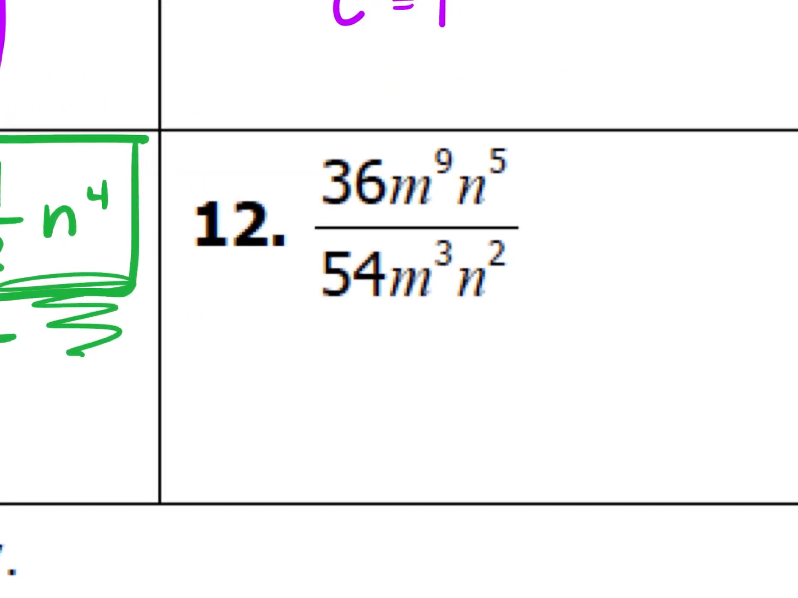Okay, let's see if you can break number 12 down then. Simplify 36m to the 9th, n to the 5th over 54m to the 3rd, n squared. See what you get.